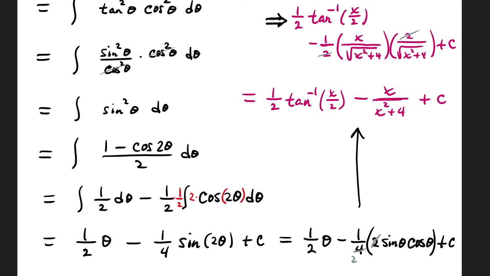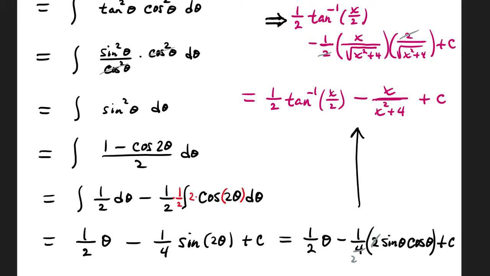The antiderivative of 1/2 is 1/2 theta. The antiderivative of 2 cosine 2 theta is sine 2 theta. These two halves make a 1/4.